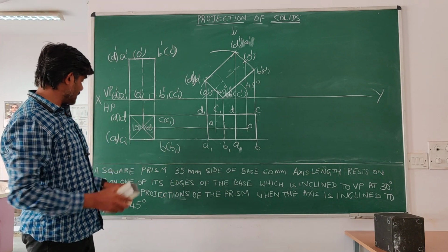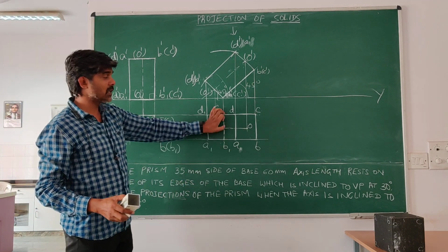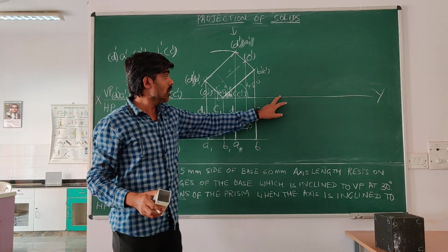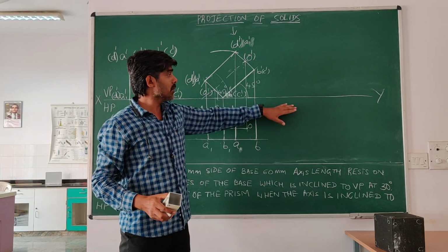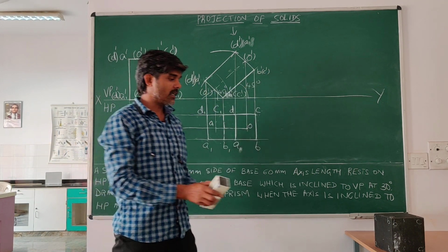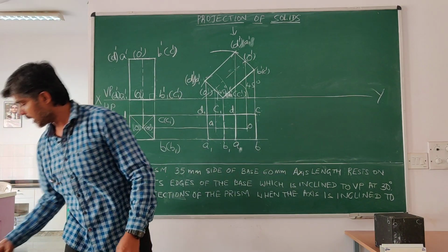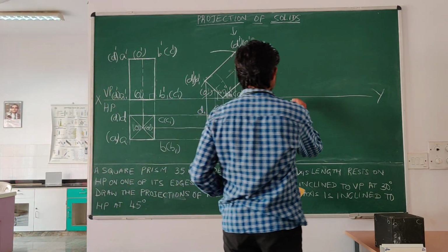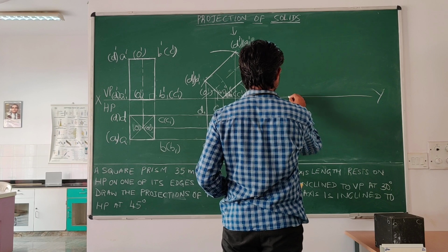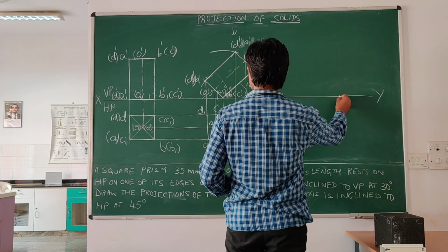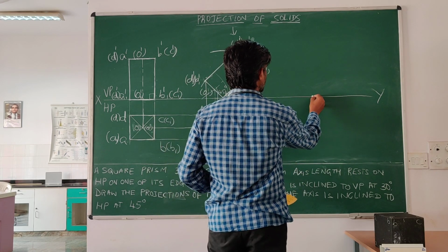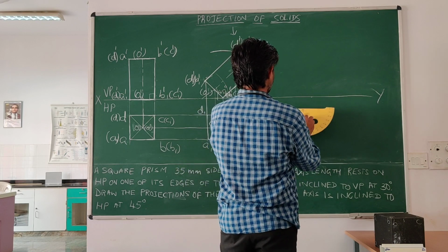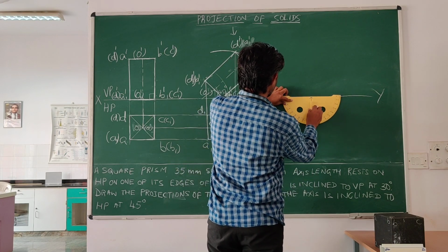So now, which is the edge we are talking about? That is B1C1. That line should be inclined to VP at 30 degree, meaning inclined to the XY line at 30 degree. So now I will take the protractor, take an arbitrary point here, and measure an angle of 30 degree.